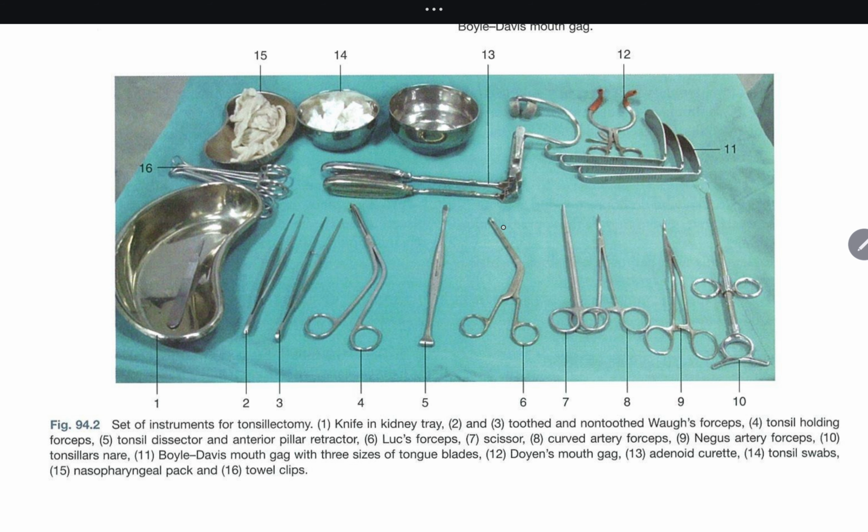6. Luc's forceps. 7. Scissors. 8. Curved artery forceps. 9. Negus artery forceps. 10. Tonsillar snare. 11. Boyle-Davis mouth gag with 3 sizes of tongue blades.